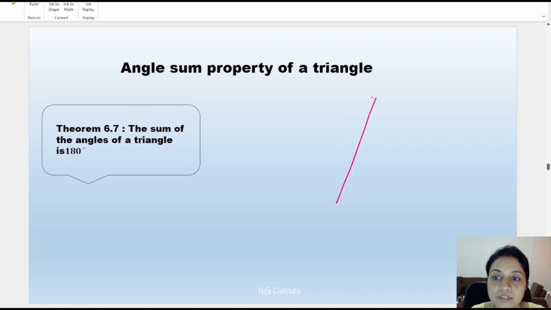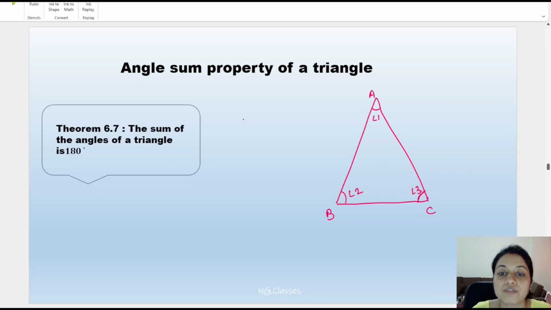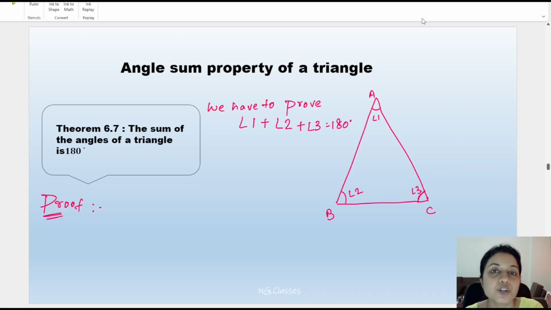So here if we are having a triangle ABC, then it says the sum of interior angles, that means angle 1, here let's say it's angle 2 and here let's say it's angle 3. The sum of interior angles, that means angle 1 plus angle 2 plus angle 3 is equal to 180 degrees. Here we will prove this theorem. So let's prove it with the help of the concept of parallel lines.